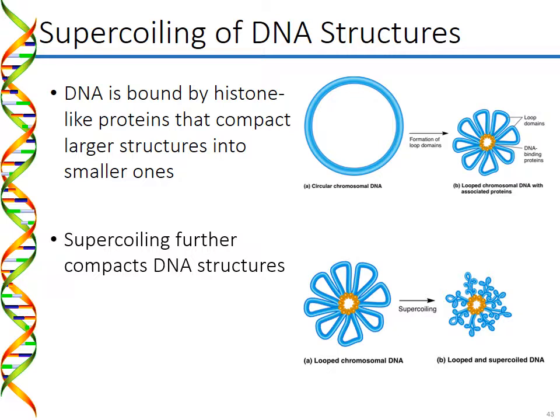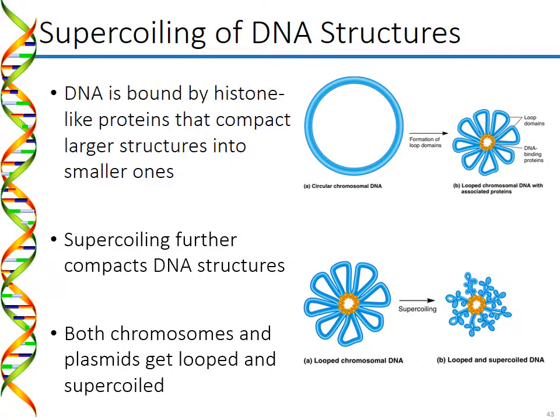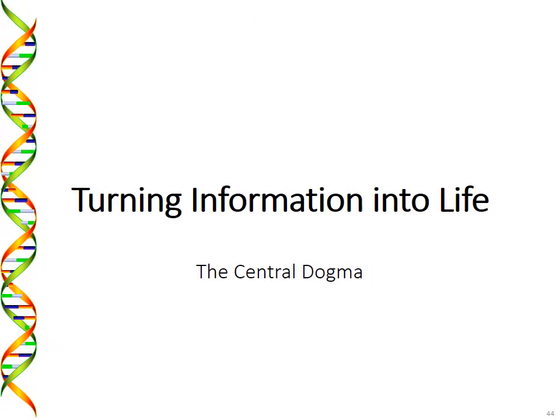So now we see the individual loops on the second part of the diagram get twisted up and sort of fold in on themselves, and so it takes up much less space within the cell this way. And this does occur with both chromosomes and plasmids, and supercoiling is something that we'll have to consider when we talk about gel electrophoresis in lecture 2.